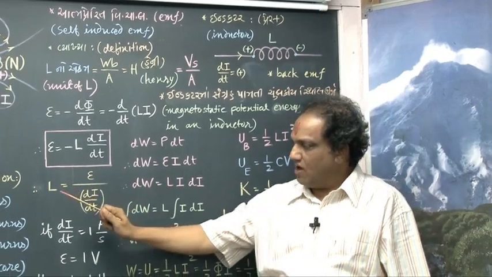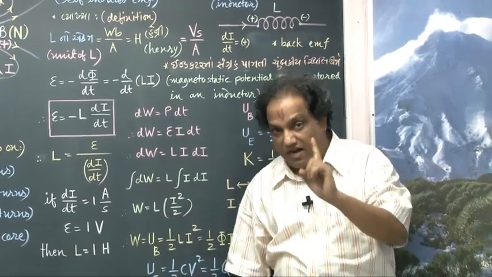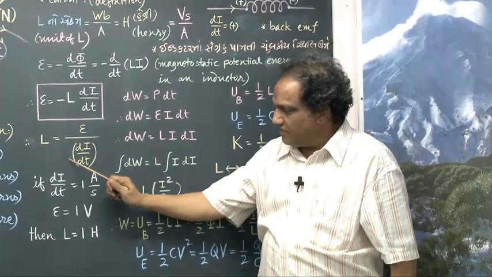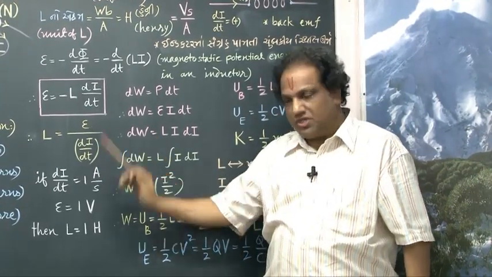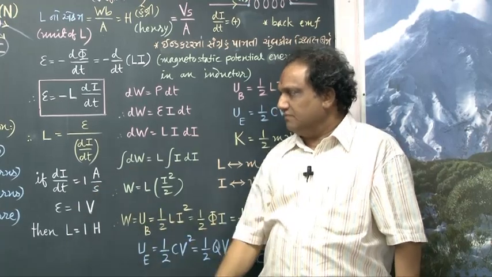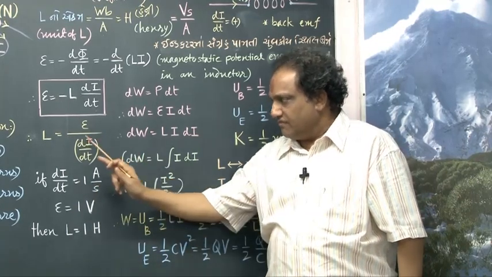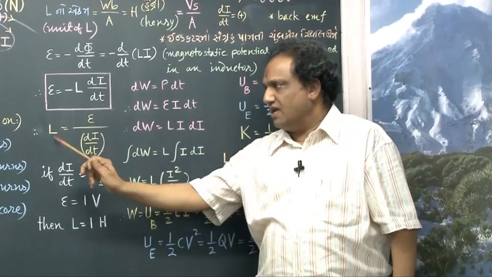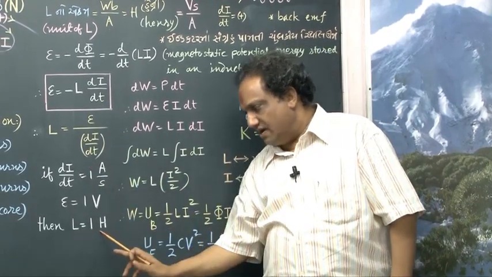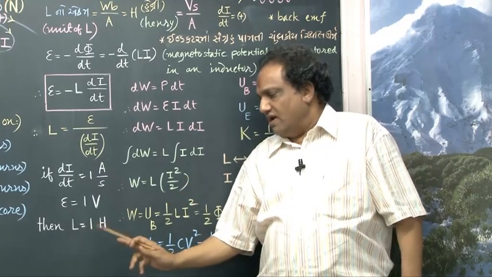Now, if you want to have the definition of 1 Henry, then let us take this one as 1 ampere per second and this as 1 volt. If you put these two values here, 1 volt upon 1 ampere per second, 1 upon 1 will be 1, L equals 1 Henry. Then how would you define 1 Henry?